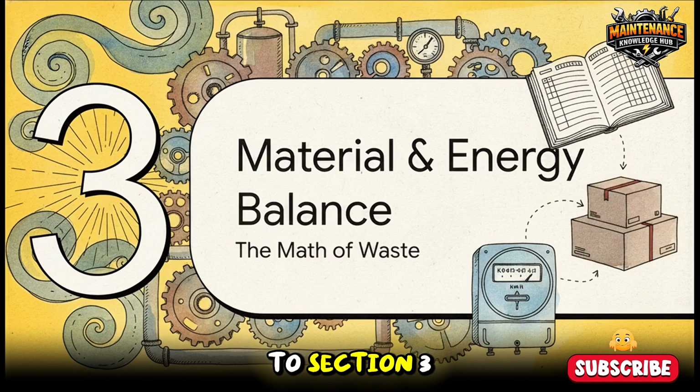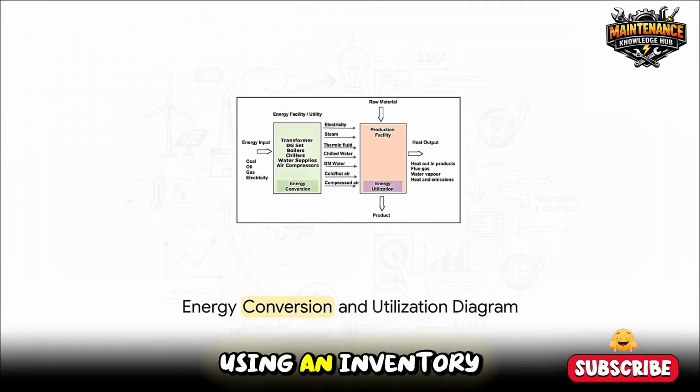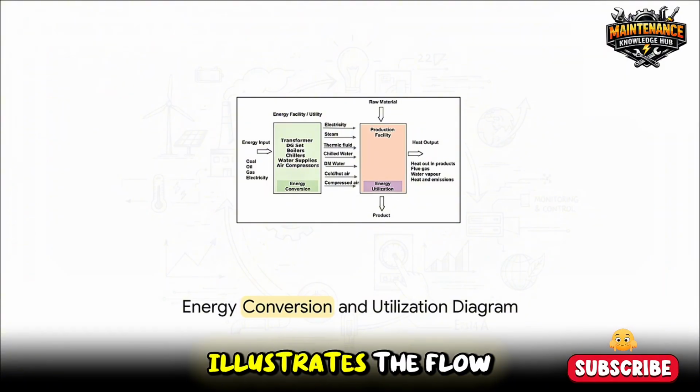That brings us to Section 3, Material and Energy Balance, the math of waste. I really want you to think about this using an inventory analogy. Any good business rigorously tracks its physical raw materials, right? Well, we need to apply that exact same accounting discipline to invisible energy. And this brilliantly illustrates the flow.